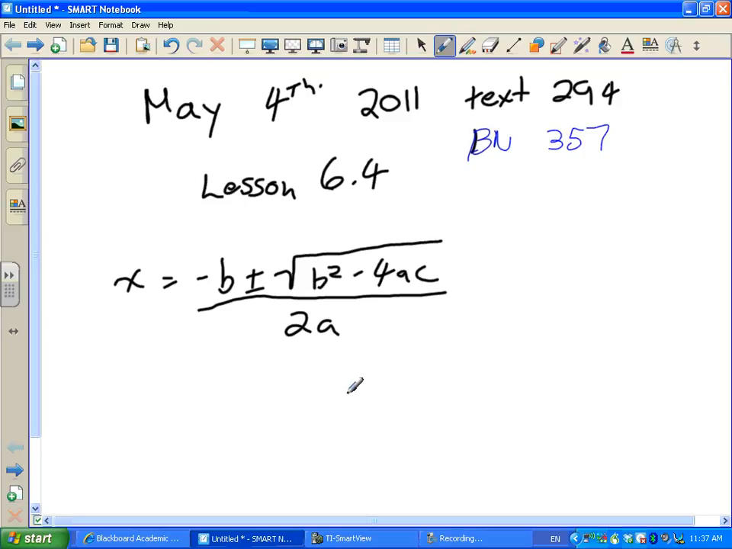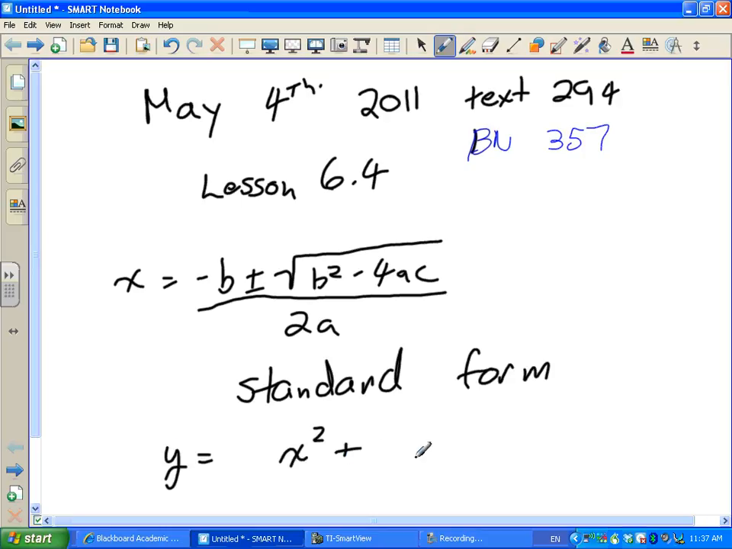So, let's relate this to our standard form. When we have a standard form of a quadratic, and we are unable to factor it using the ways we did in Chapter 5, we're going to be using the quadratic formula to solve these, okay? So, remember, our standard form is y equals ax squared plus bx plus c.